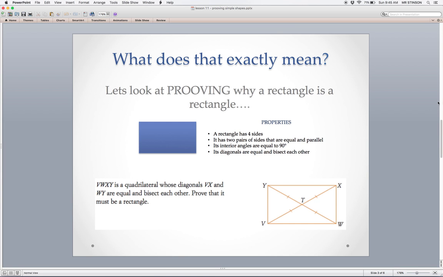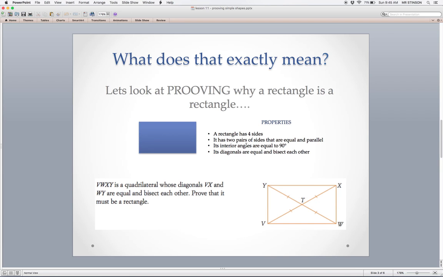So what exactly does that mean? Let's look at proving why a rectangle is a rectangle. Here is a rectangle, and here are its properties. That a rectangle has four sides. That it has two pairs of sides that are equal and parallel. That its interior angles are equal to 90 degrees. And that its diagonals are equal and bisect each other, meaning that when the two diagonals cross, they cut each other in half.